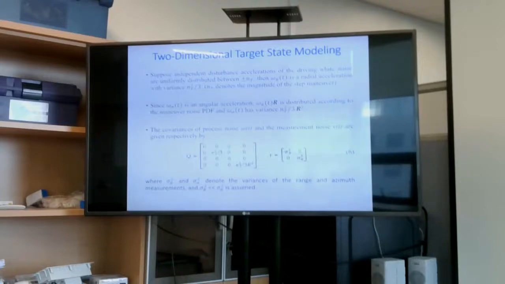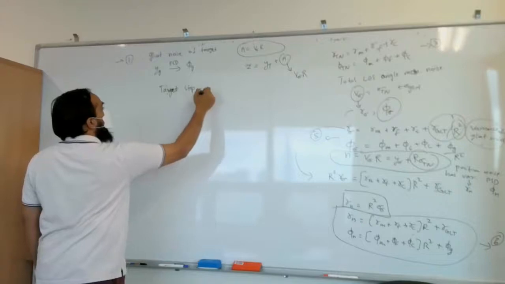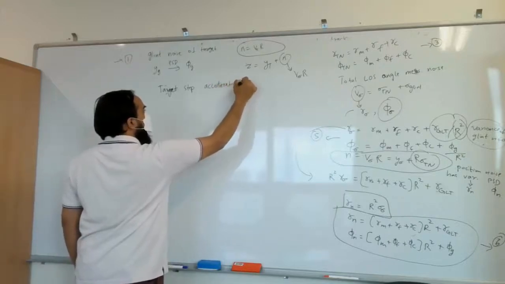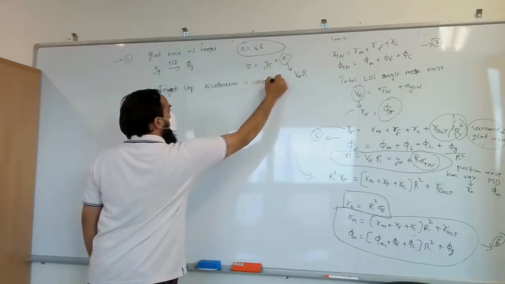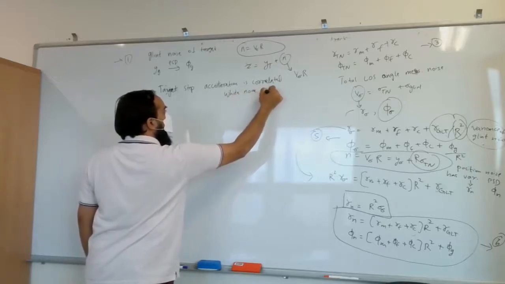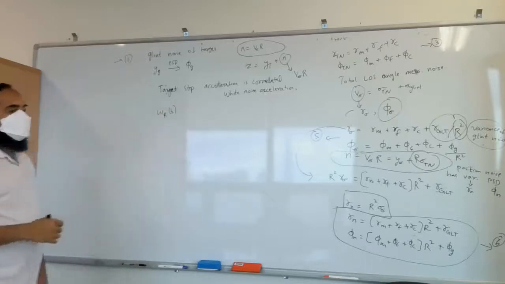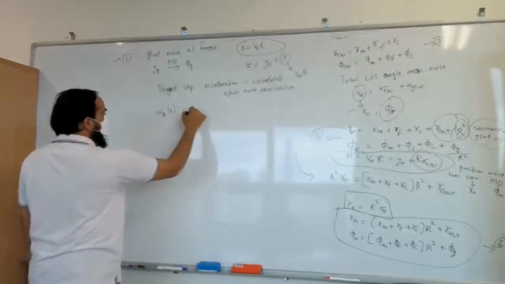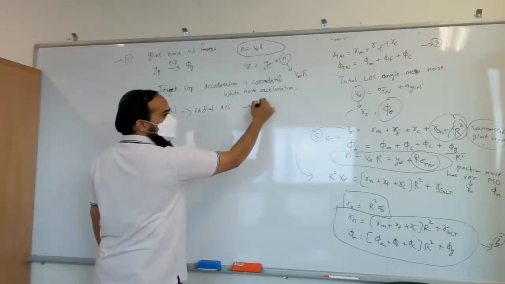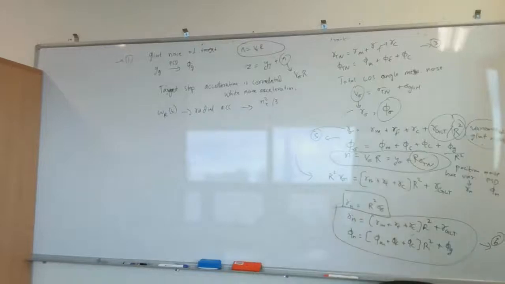So here our target state acceleration is correlated with the white noise acceleration. So Wr, which is the process noise, is the radial acceleration. This has a variance of Nt squared over 3. We want to define the covariance having this variance.